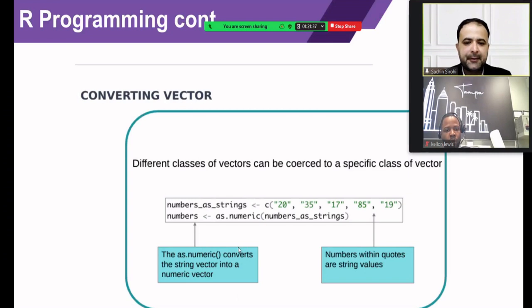Now the thing is that we have two sets of data. The first one is numbers as strings: 20, 35, 17, 80. Unfortunately, the numeric data is presented inside double inverted commas, which makes it just a character value, or letters. I want to convert these values into numeric. So with the help of the as.numeric function, we can convert any data type. We want to total them.